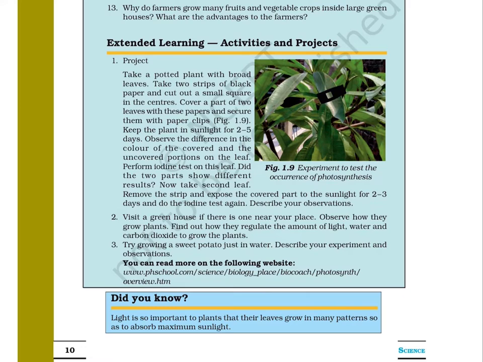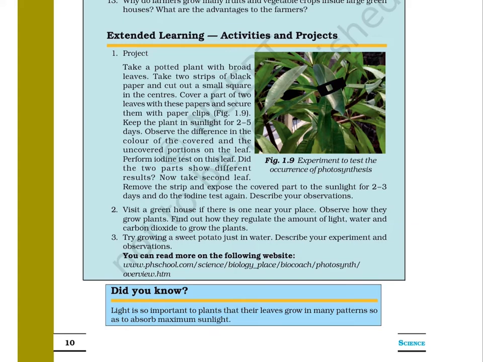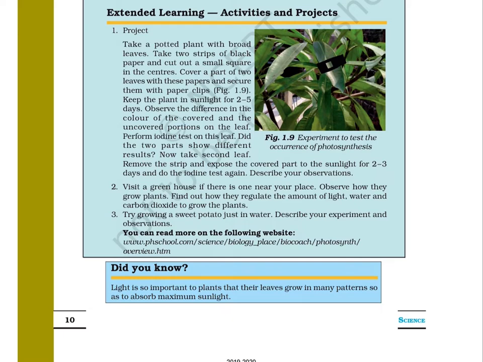Extended learning, activities and projects. 1. Project. Take a potted plant with broad leaves. Take 2 strips of black paper and cut out a small square in the centers. Cover a part of 2 leaves with these papers and secure them with paper clips. This can be observed in figure 1.9. Keep the plant in sunlight for 2 to 5 days.